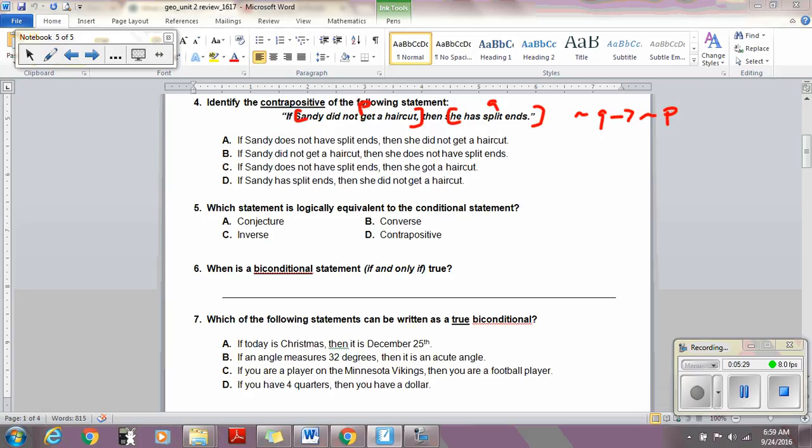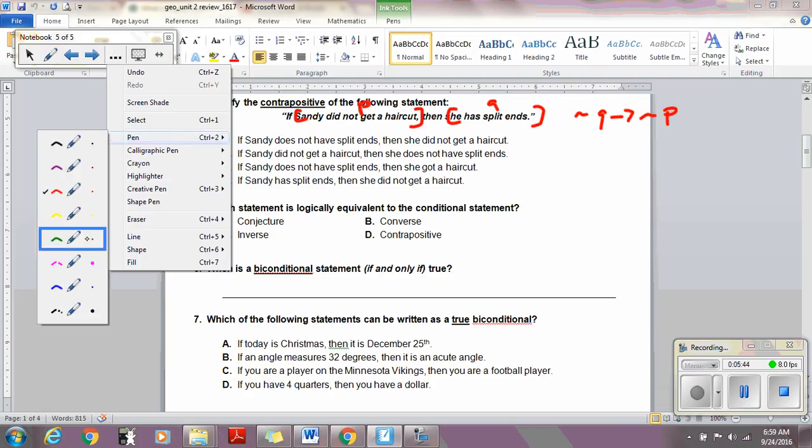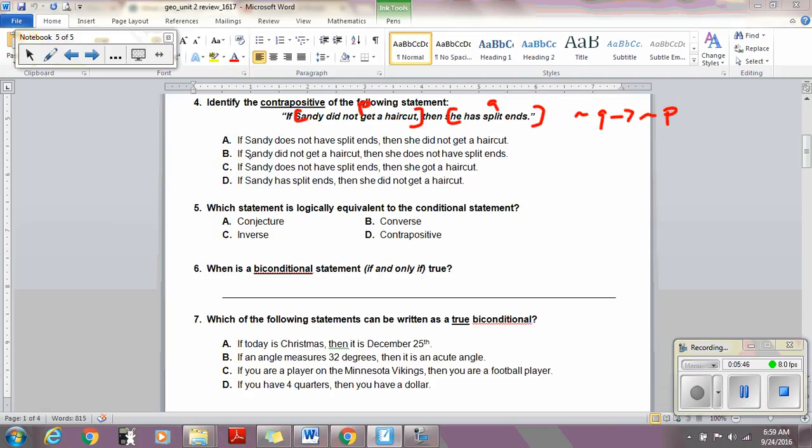If you look at P, it says Sandy did not get a haircut. So that means we're going to have to take not out of it if we're going to write a correct contrapositive. So let's go through our answer choices and see which one is the best for this scenario. If Sandy does not have split ends, so far so good, then she did not get a haircut. So we didn't change P at all. That's what P said. That means Q comes first in A, but it didn't change P. So we need to cancel that one.